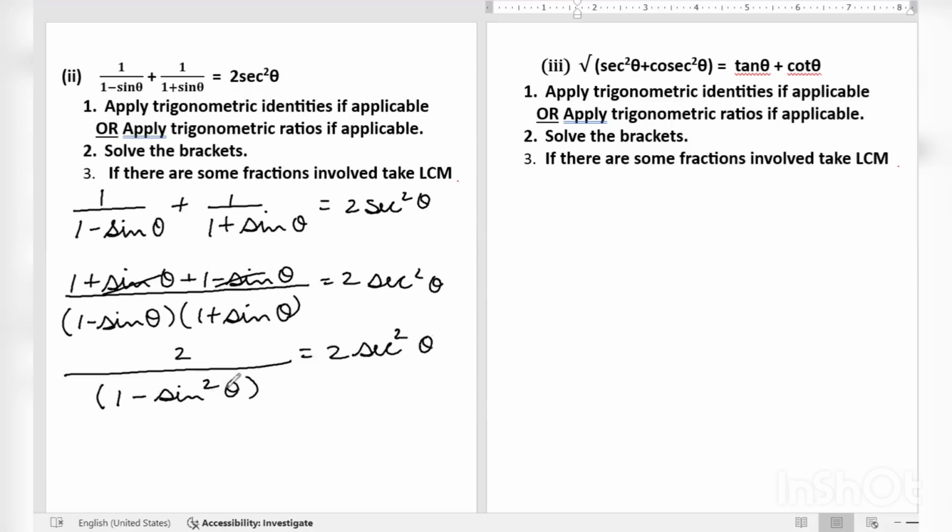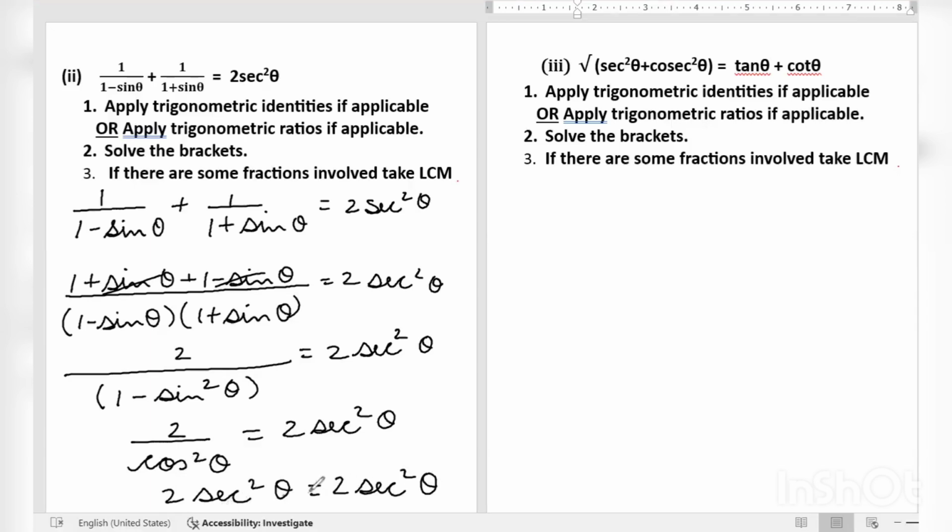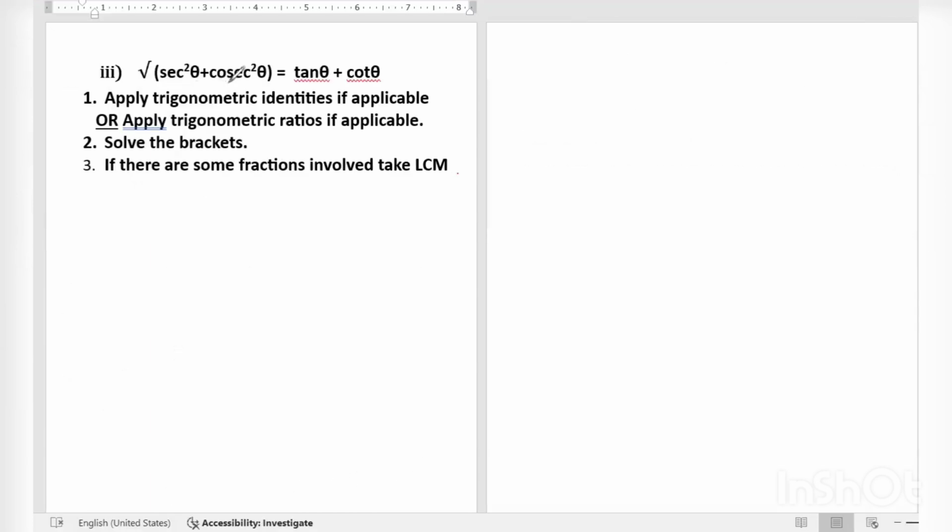Now 1 minus sin square theta is cos square theta, so we have 2 upon cos square theta is equal to 2 sec square theta. Now it's clear that 1 upon cos square theta is sec square theta, so I can write it as 2 sec square theta is equal to 2 sec square theta. So again LHS is equal to RHS. This was the second question.